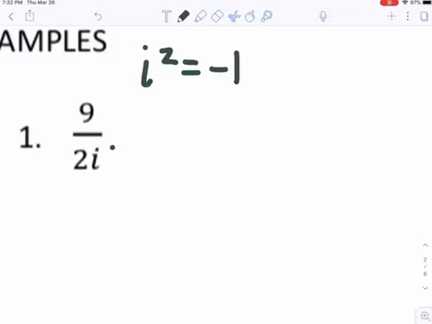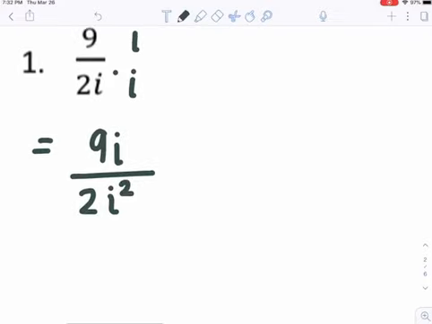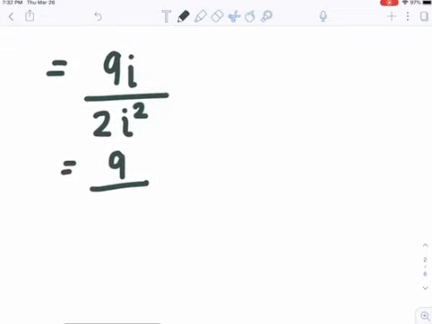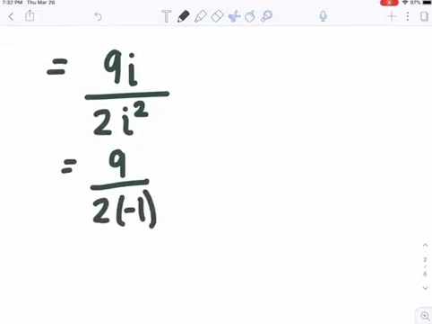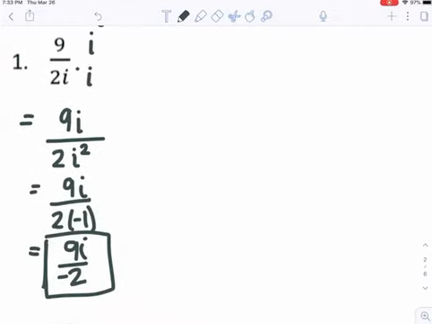So if I want to get rid of this, I'm going to multiply the top and bottom of this fraction by i. So this becomes 9i, and we know that this becomes 2i squared. However, like I just said, i squared is the same thing as negative 1. So this is 2 times negative 1, which now becomes 9i over negative 2. And that is our most simplified answer. And that's literally it. I can't simplify anymore, but I no longer have a radical in the denominator.